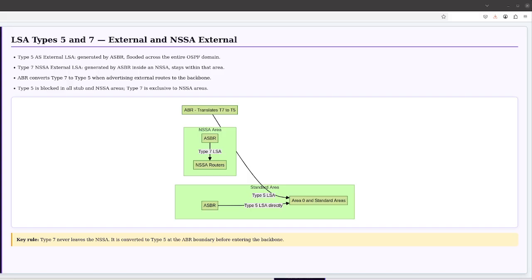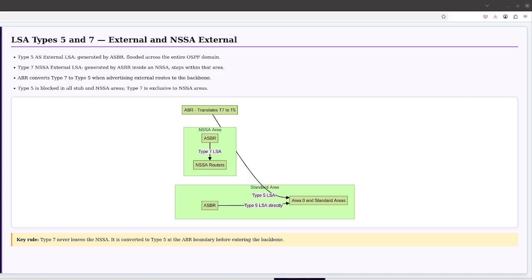LSA Type 7 is the NSSA External LSA. It exists specifically to solve a problem. Stub areas block Type 5 LSAs, but some stub areas have their own ASBR that needs to import external routes. NSSA was created to allow this. When an ASBR is inside an NSSA, it generates Type 7 LSAs instead of Type 5 LSAs. Type 7 LSAs are flooded only within the NSSA.